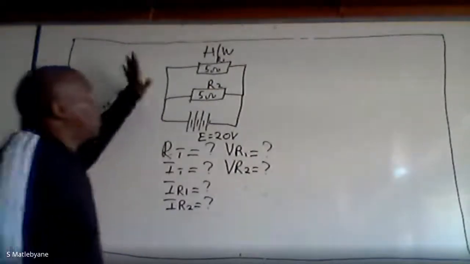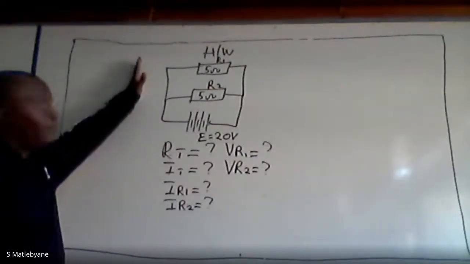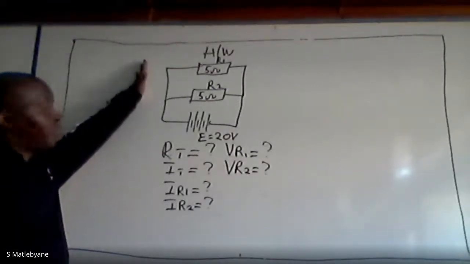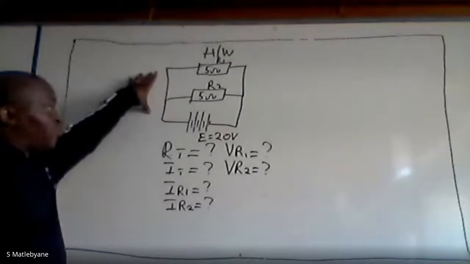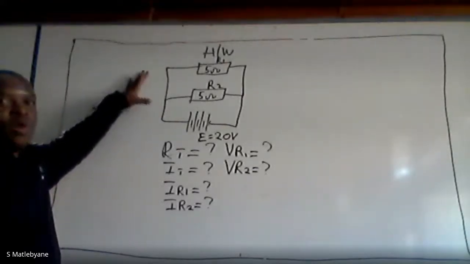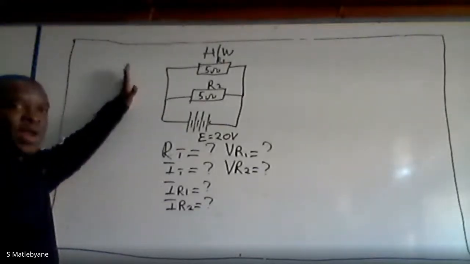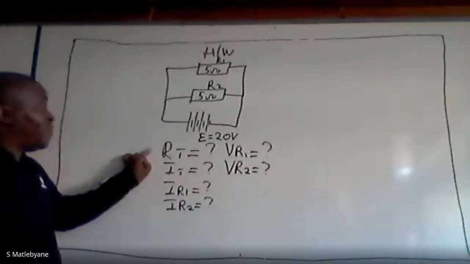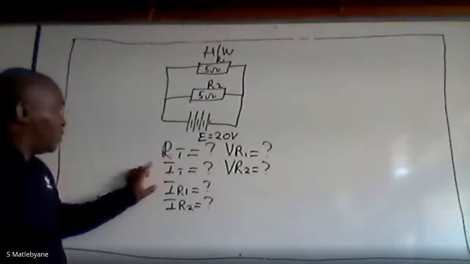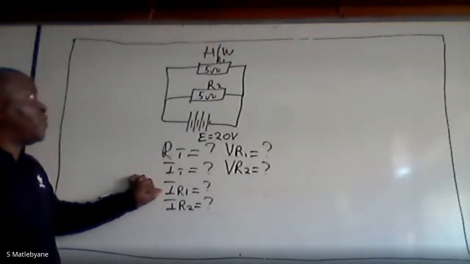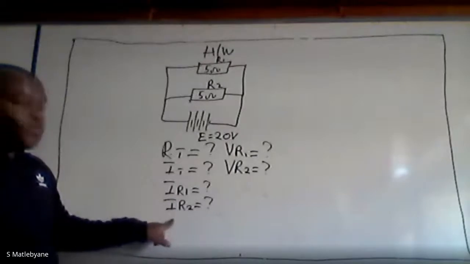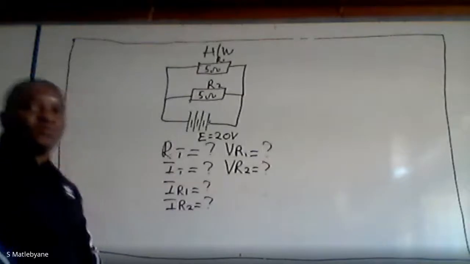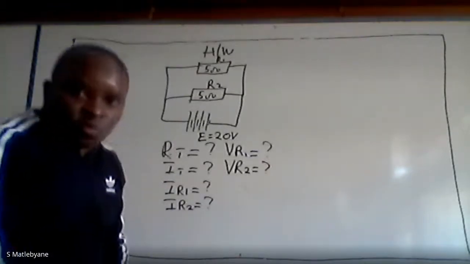Copy there. Second on the board. Remember the first one was series. Now this one is parallel. Remember the formula when you calculate the total resistance in parallel. You are going to calculate the total resistance, total current, current across resistor 1, current across resistor 2, voltage across resistor 1, and voltage across resistor 2.